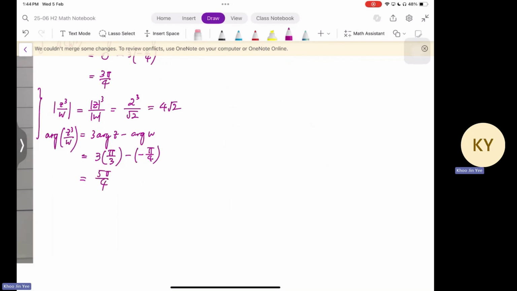And I told you before in the lecture, where you visualize your complex number, when the argument is 5 pi over 4, where is 5 pi over 4? It's a rotation of 1 pi and a bit more, correct?